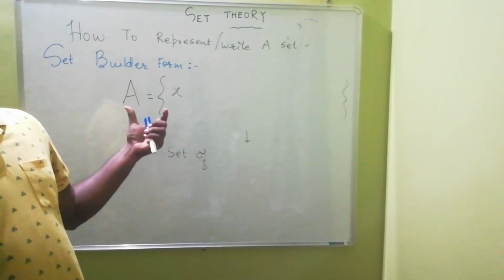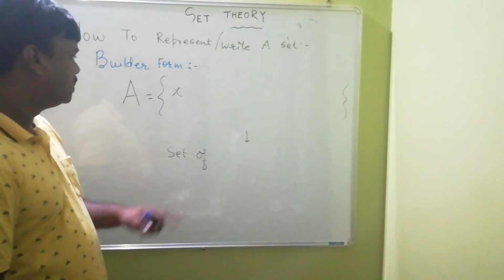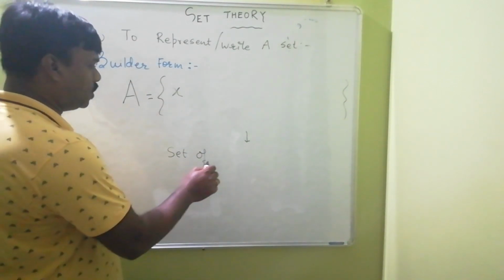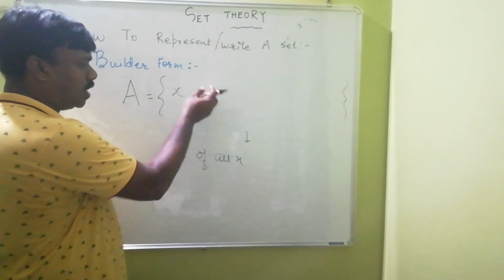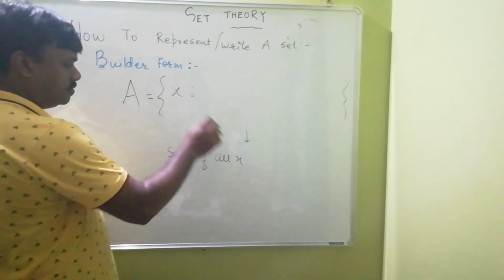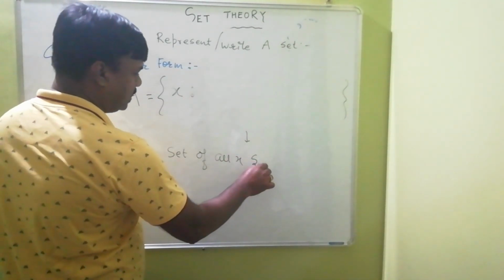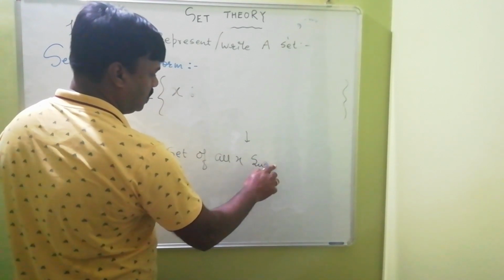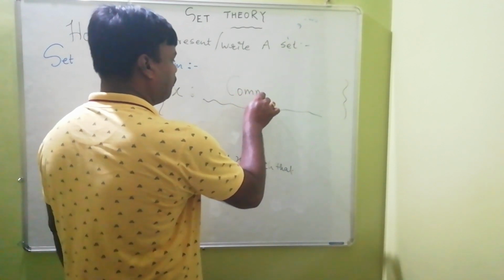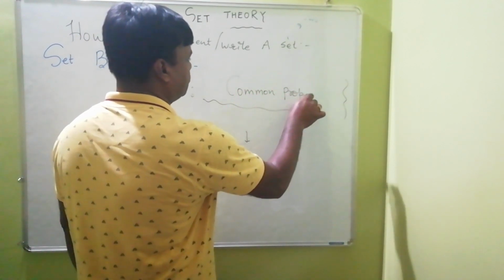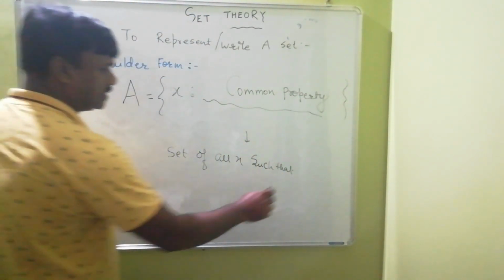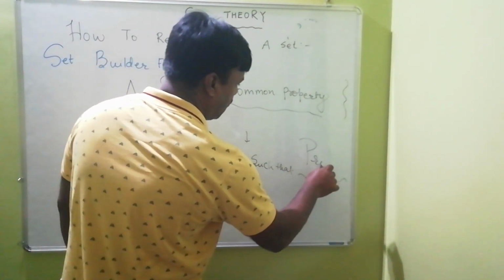Here x is representative element or arbitrary element. ये x इस set A के सभी elements को represent करता है. तो हम बोलेंगे set of all x. Symbol और language दोनों मैं एक साथ लिख रहा हूँ. Set of all x such that, this symbol is used for such that, and then here common property, or whatever is the intervals, whatever is the range of that value, that we will write. Such that के बाद यहाँ पे जो property है वो आप लिख दीजिए.